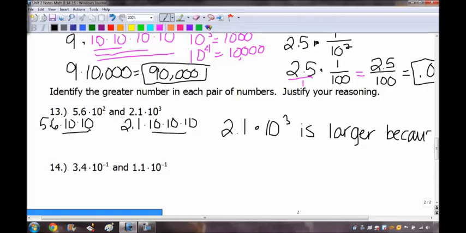because you're multiplying by more tens.